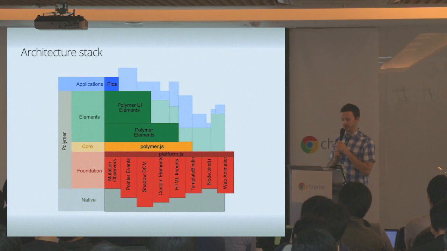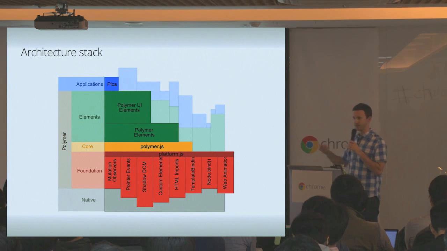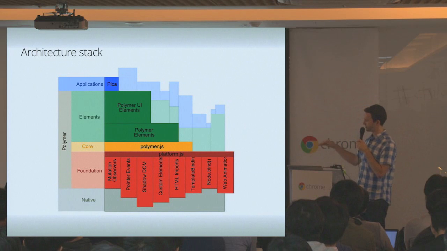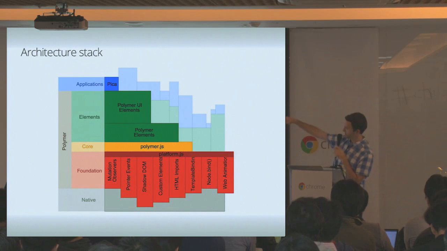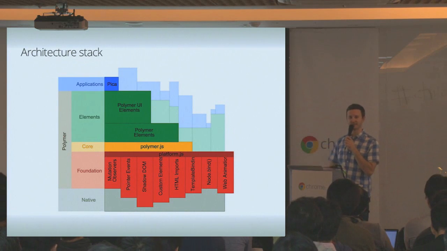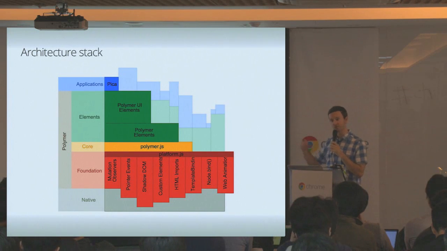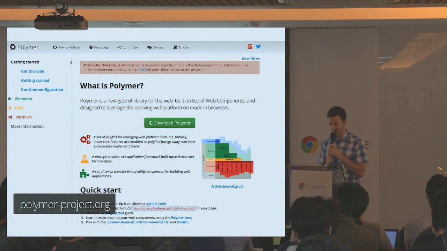So Polymer is many things. This is, again, our architecture stack based on the foundation, the core set of specifications, the sugaring layer, the elements that we're building. And on top, the little guy on top is the blue part. That's the apps that you're going to build on top of web components using the entire stack or just pieces of the stack, whatever you want to do.